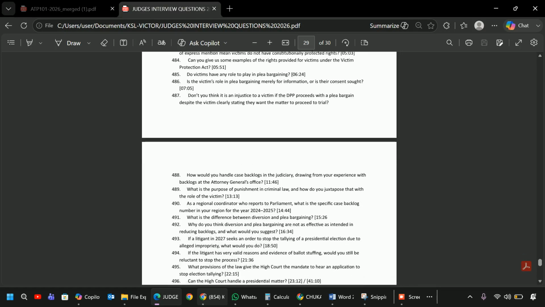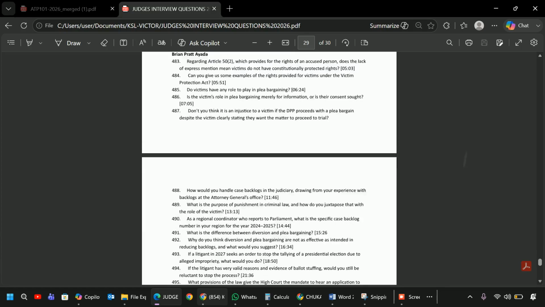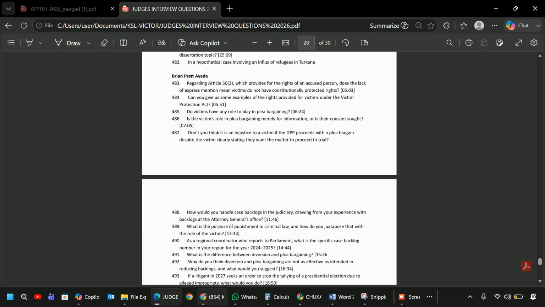Okay, I was reading through the questions. Read question 485. Do victims have any role to play in plea bargaining? And 486. Is the victim's role in plea bargaining merely for information, or is their consent sought? So, victims have a statutory right to be consulted and to make representations in plea bargaining, but their consent is not required. The DPP retains the final prosecutorial discretion, and the court controls fairness and sentencing.